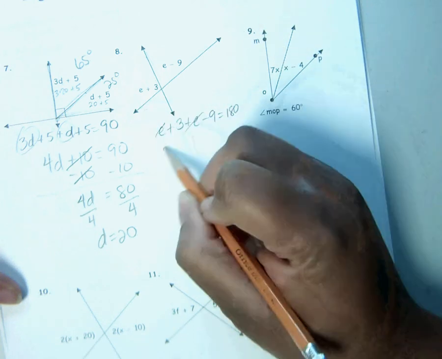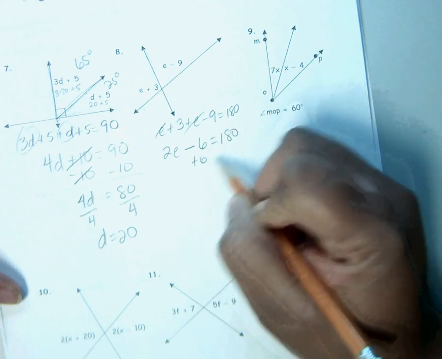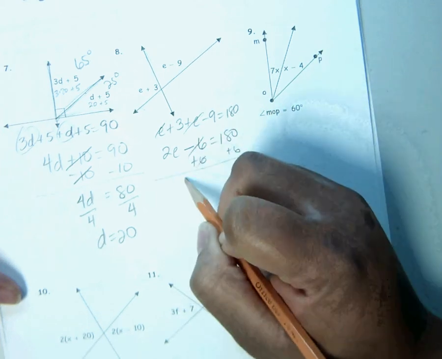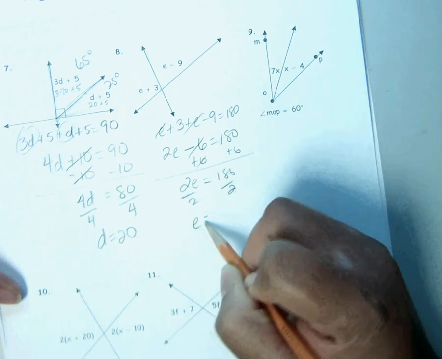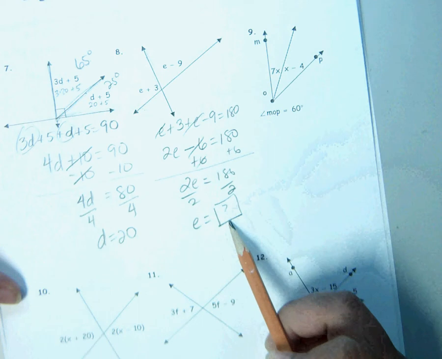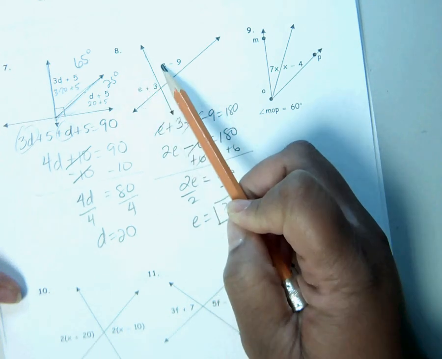This is 2e minus 6 equals 180. Add 6 to both sides. 2e equals 186. Divide by 2. And e equals, I will let you simplify that number. When you get that number, plug it in here and tell me the measure of each angle.